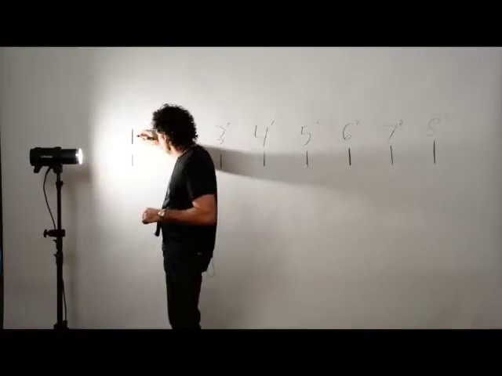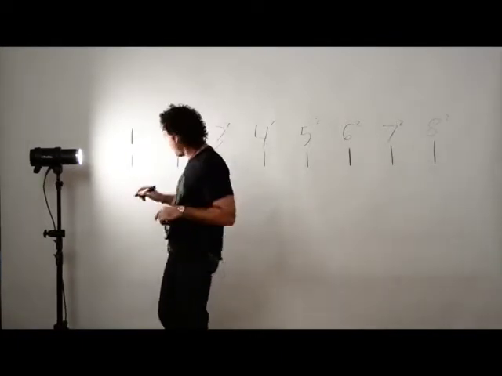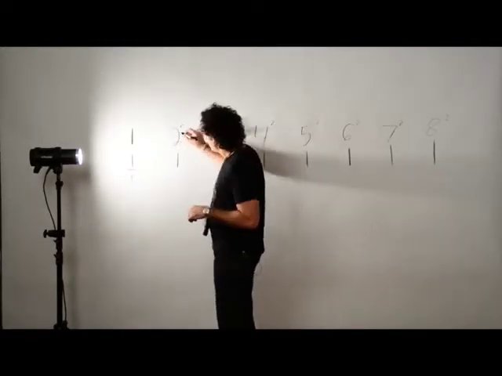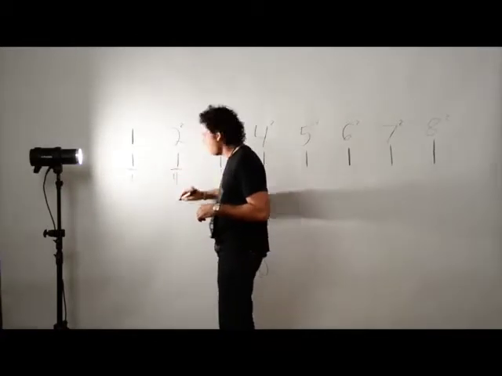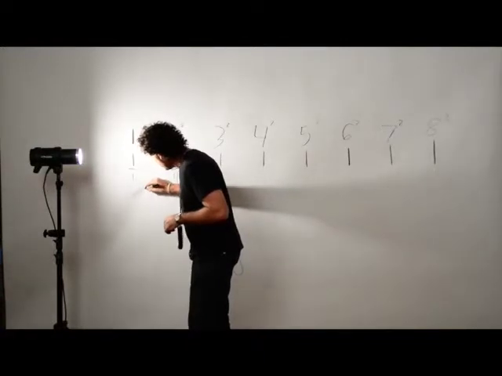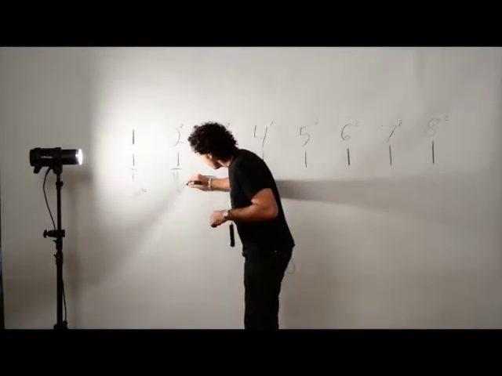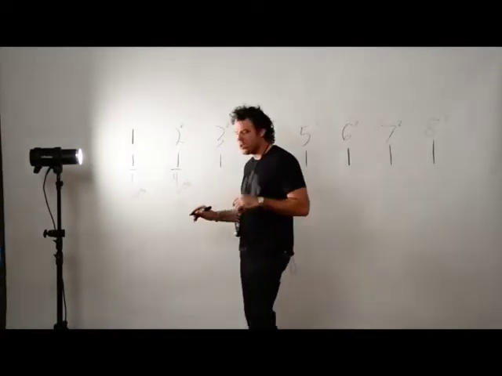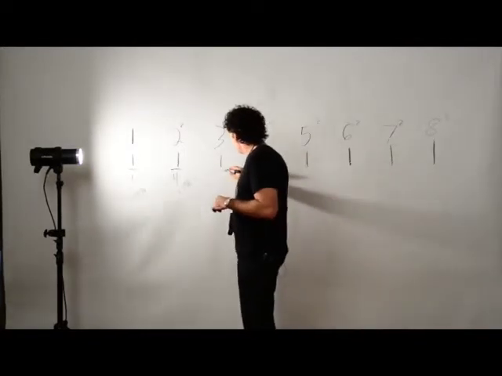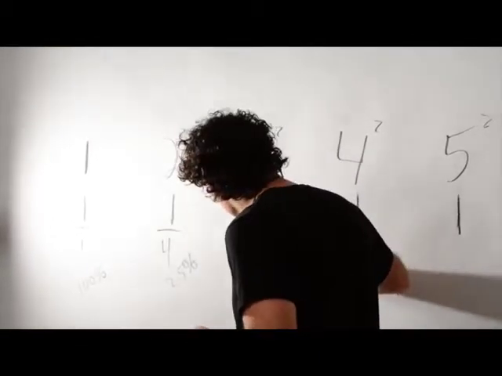Just deal with it. So we're 1 squared, right? So 1 over 1 equals 1, 100% light. 2 squared is 1 over 4, 25% light. It's hard to write on this thing with it moving, but that's what we're doing. So, 3 squared, 1 over 9, 11% light.